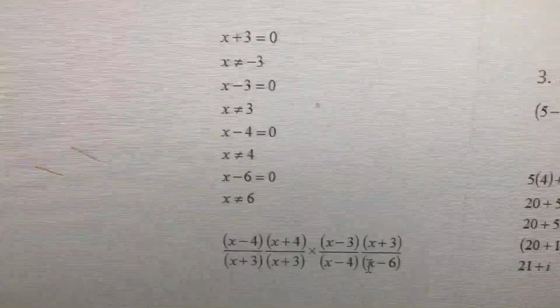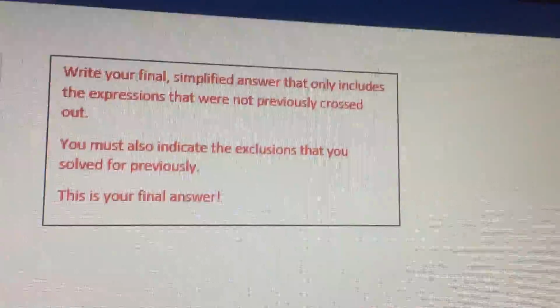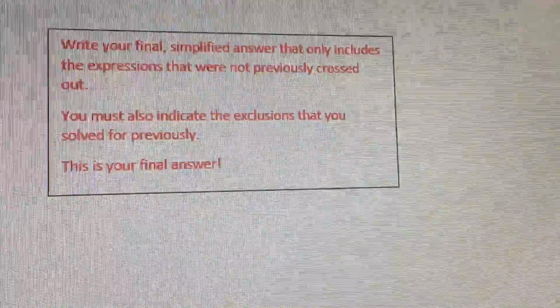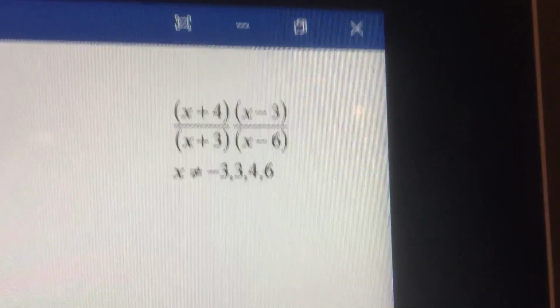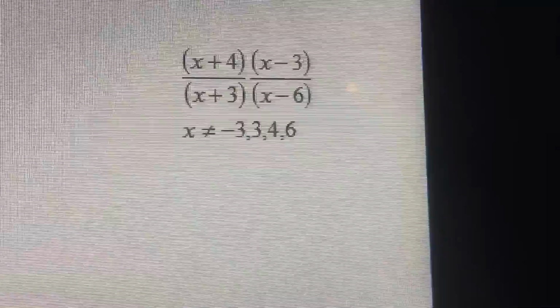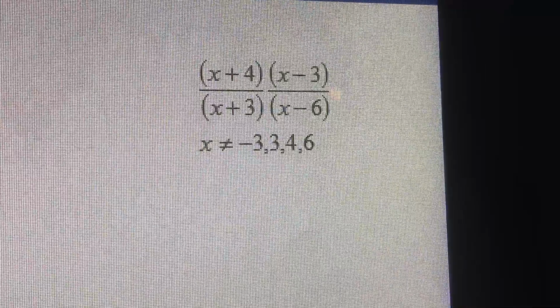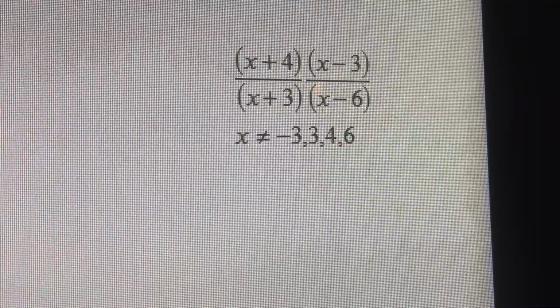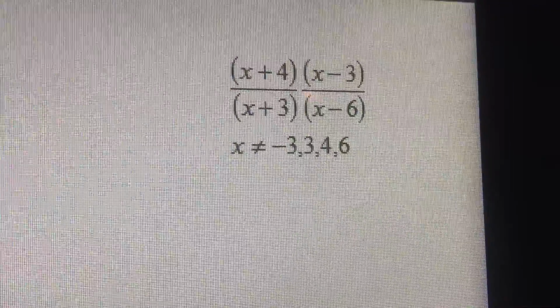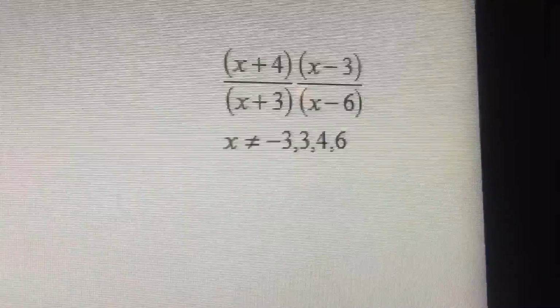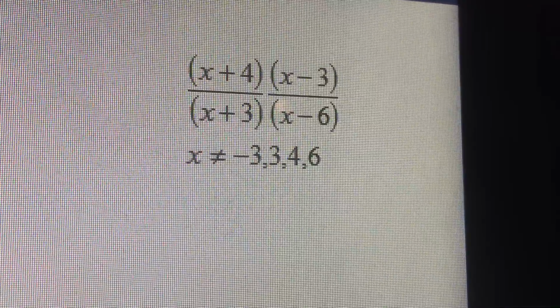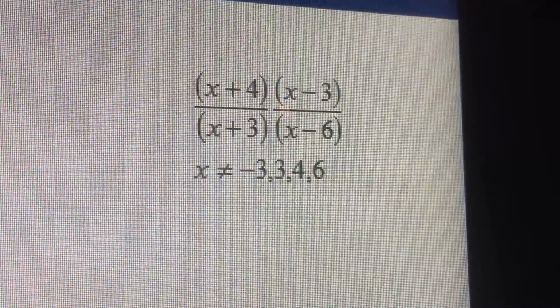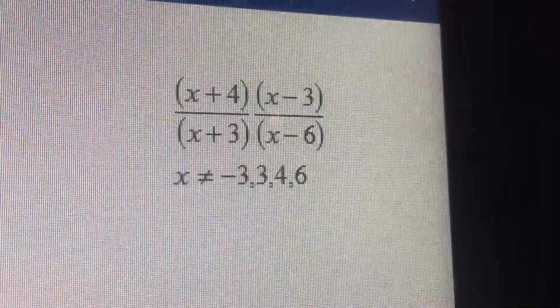Here it is. Write your final simplified answer that only includes the expressions that weren't crossed off. That would be your answer right there, and obviously indicate the exclusions: x cannot equal negative 3, 3, 4, and 6. The answer is x plus 4 times x minus 3 over x plus 3 times x minus 6. Alright, there you go. I hope that was helpful.